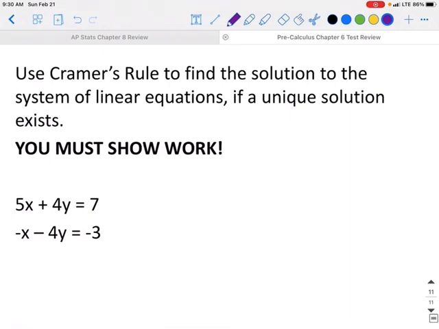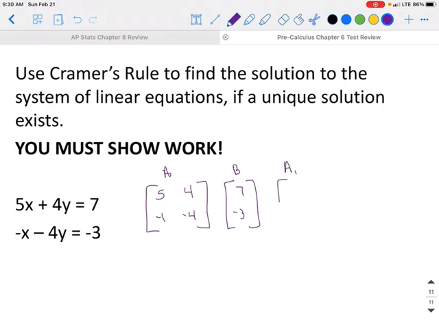Now you can also solve problems using Cramer's rule. In this case, they will tell you to use Cramer's rule, and you could only do this if a unique solution exists. So like at the beginning, I told you you could use any of the 3 methods that you wanted, only if you know there's only going to be one solution. So to do this, we know that matrix A is just our coefficients. So it's the 5, 4, negative 1, and negative 4. Matrix B is 7 and negative 3.